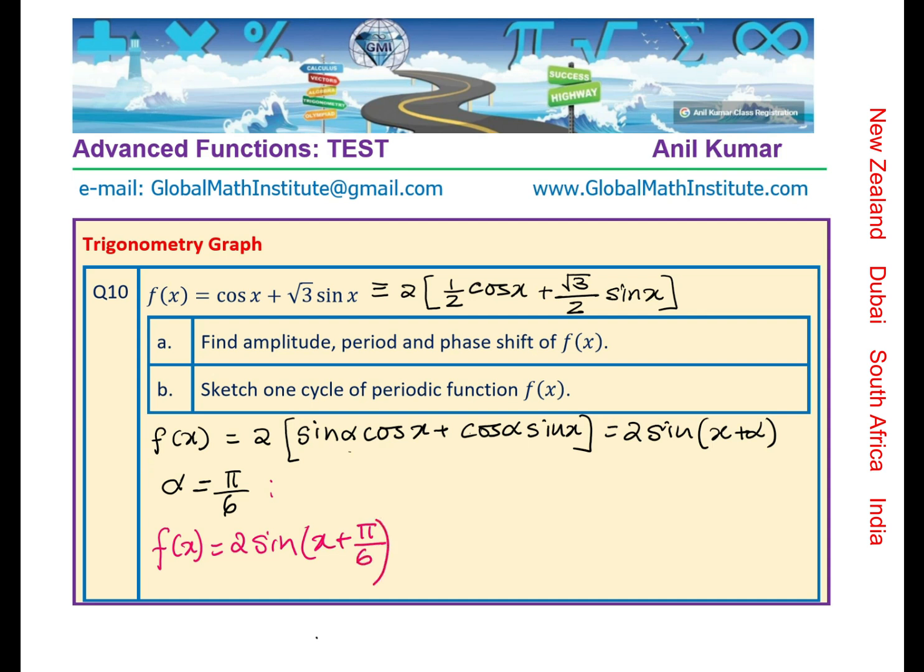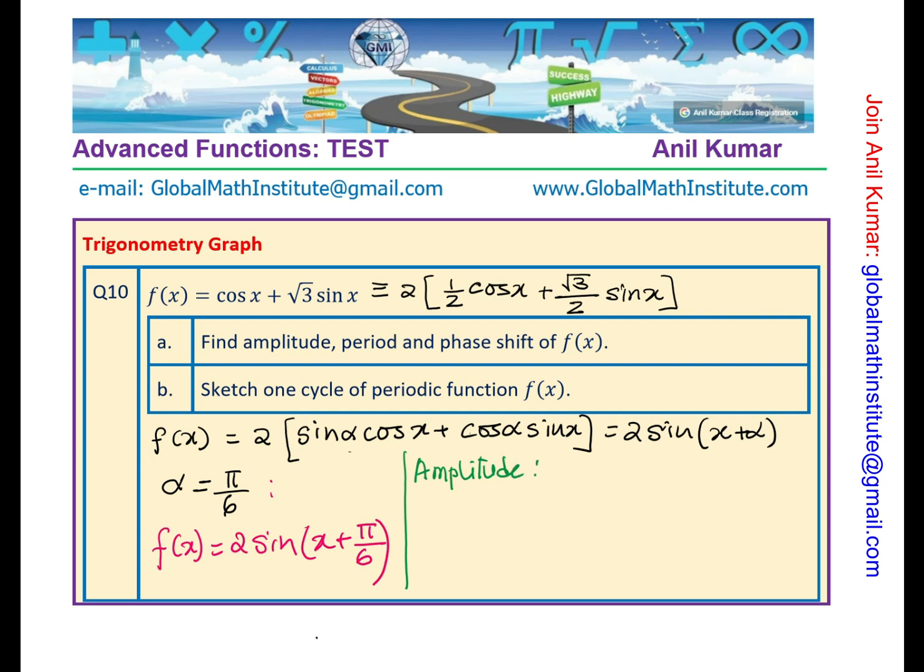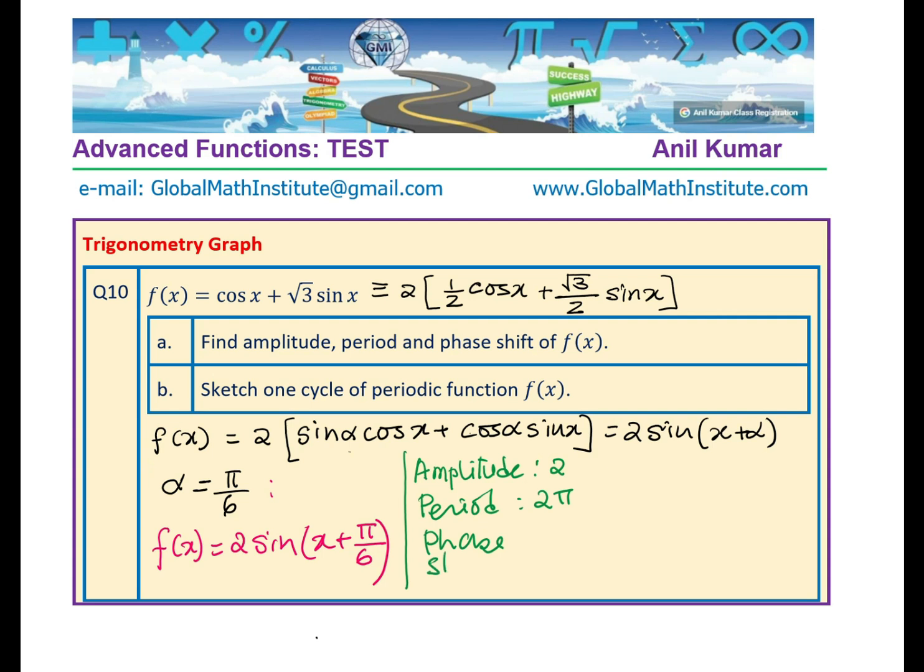So now we can answer what is amplitude, what is period, and what is phase shift. So the amplitude is 2, period is 2 pi, right? And phase shift is left, we can write minus pi by 6. Left pi by 6, correct? So that is how we get all the parameters.